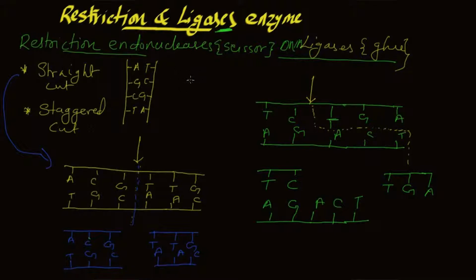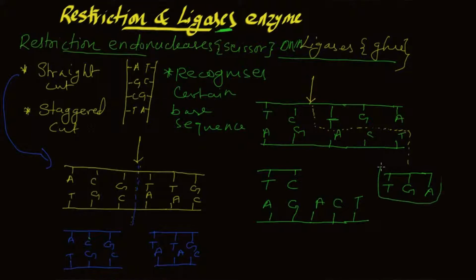Now there is a point you have to understand. These restriction enzymes recognize a certain base sequence. There are 1,000 kinds of restriction enzymes, and each of them recognizes a certain base sequence. What do you mean by base sequence? Suppose the enzyme used in this case recognizes TGA. Only if TGA is arranged horizontally will it cut. So this enzyme recognizes the TGA base.